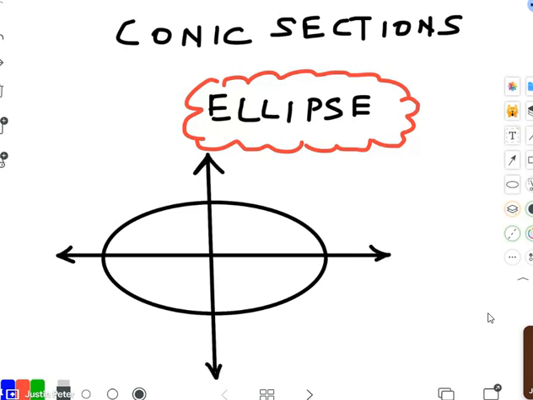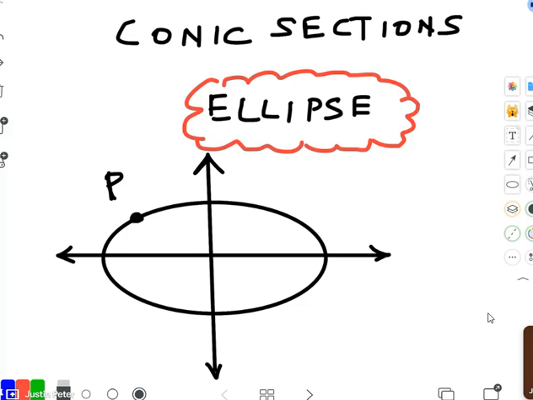So technically, what is an ellipse? An ellipse is: you take a point, say P is the point. An ellipse will have two fixed points. In case of a parabola, how many fixed points did we have? What was the fixed point called? Directrix. Fixed point was called as the directrix.